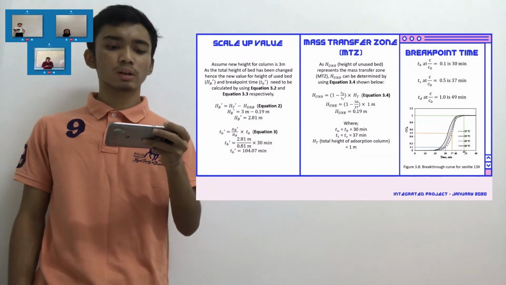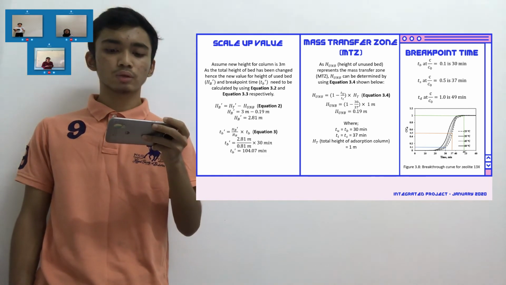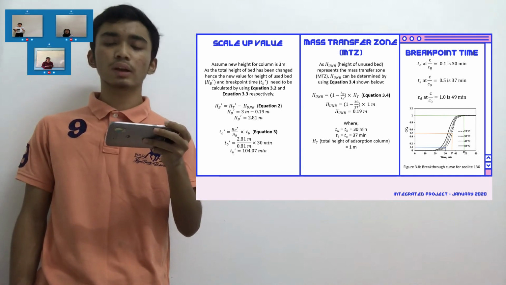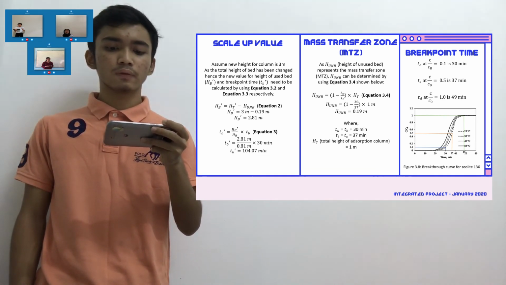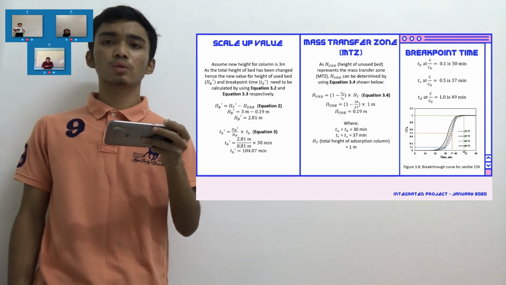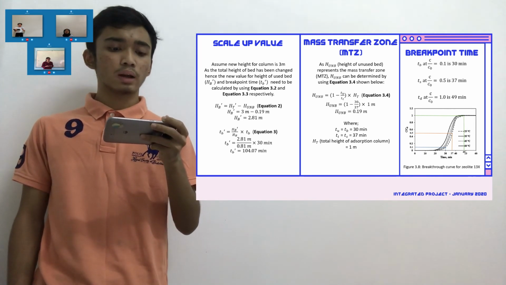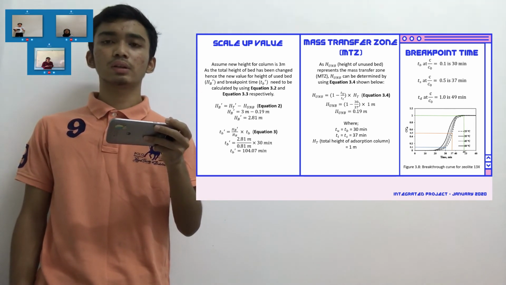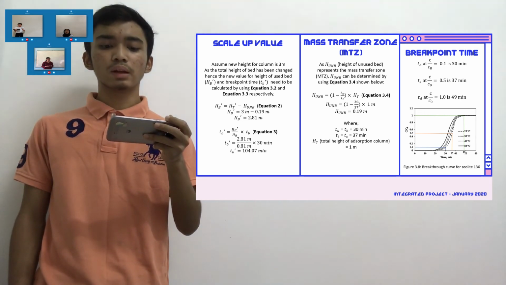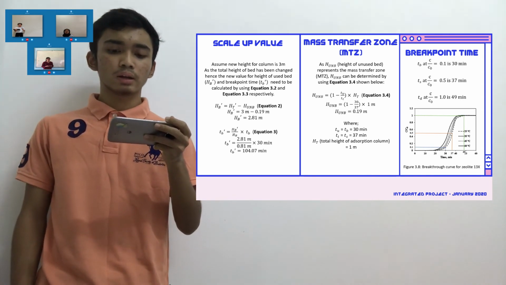In order to determine the mass transfer zone, we need to find TB, TS and also TD for the breakthrough curve of zeolite 13X. For the curve, the value of TB when C over C0 is equal to 0.1 is 30 minutes, while the value of TS when C over C0 is equal to 0.5 is 37 minutes. And lastly, for TD, when the value of C over C0 is equal to 1, the value of TD is equal to 49 minutes.